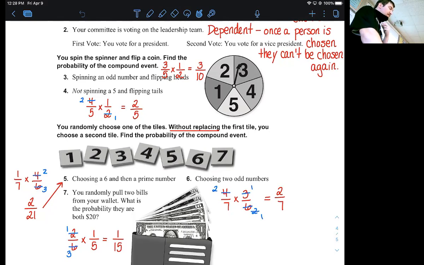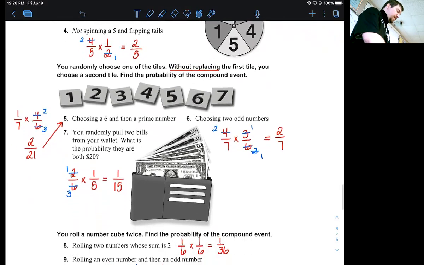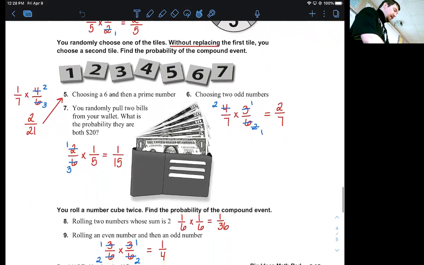Number 4, not spinning a 5. That means every number but 5. There's 4 other numbers up there. So you have a 1/5 chance of spinning a 5, but that means you have a 4/5 chance of not doing it. And so then flipping tails is a 1/2. You can cancel the 4 and the 2. If you don't cancel, you end up with 4/10. Please do not leave it as 4/10. I won't count it for full credit. Reduce it to 2/5.